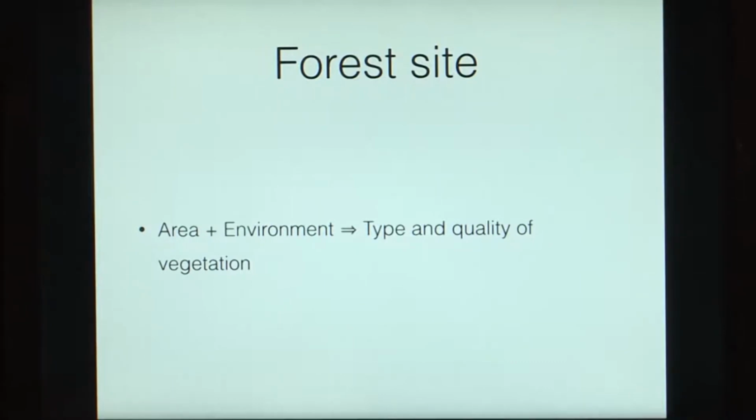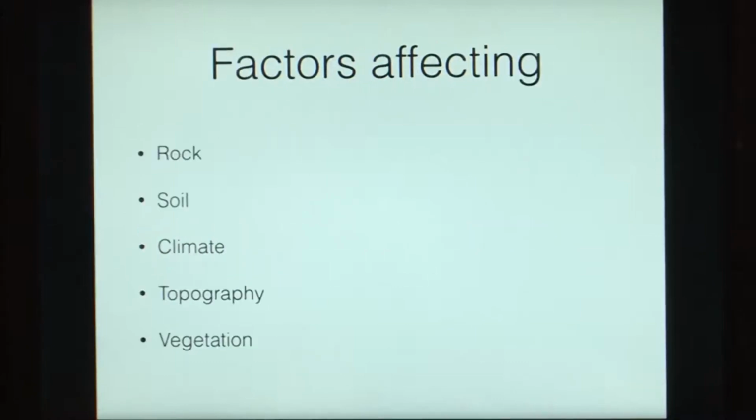So, what are the factors that affect your site? You can have the factors including rock. For instance, the soil that is generated out of your igneous rocks is going to be very different from the soil that is generated out of say sedimentary rocks. So, the rock is a factor that affects the site, soil also varies, climate also varies as does topography and vegetation. So, for instance, let us consider two sites.